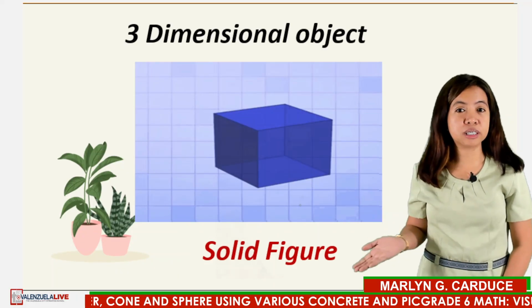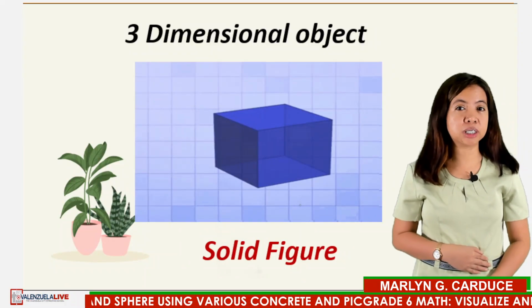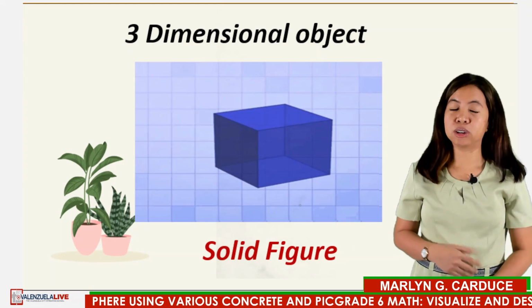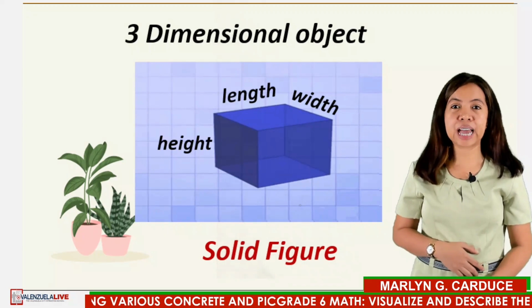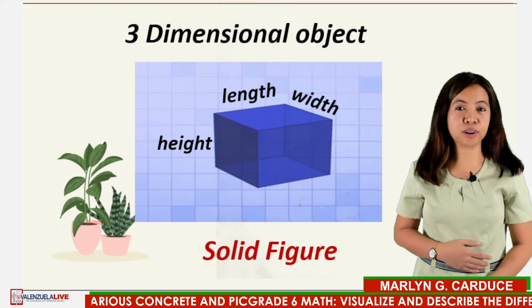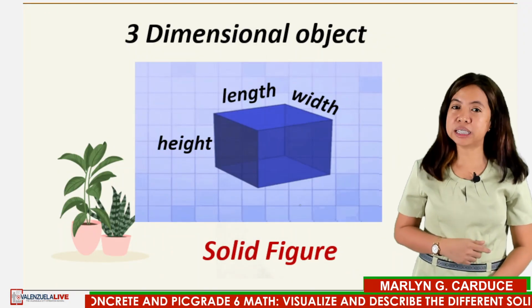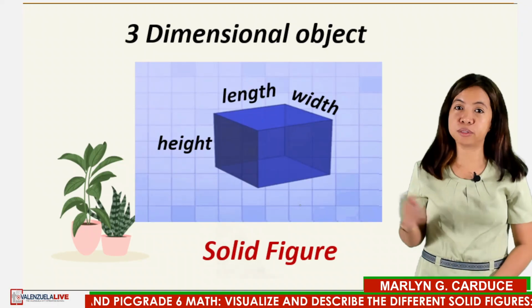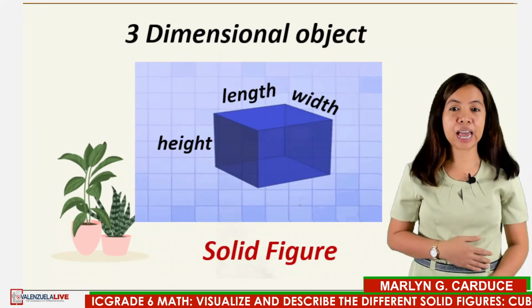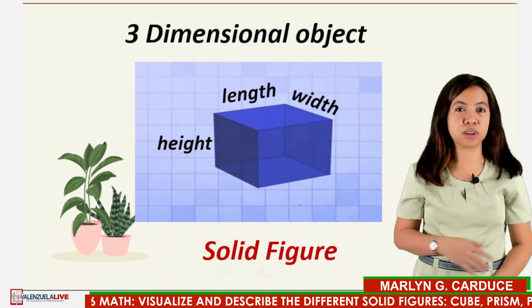To measure a solid figure like this, we use the three-dimensional quantities called the length, the width, and the height. Length refers to how long the figure is, while the width refers to how wide the figure is, so from side to side. And height refers to how high or tall the figure is.